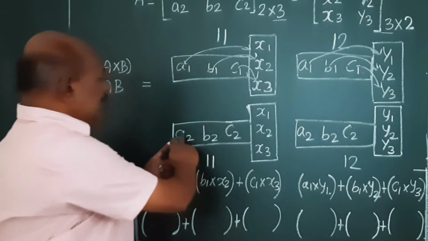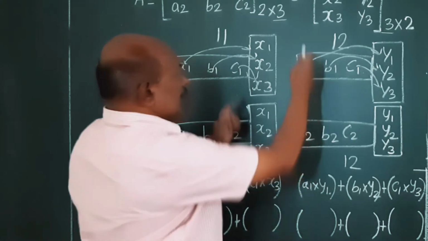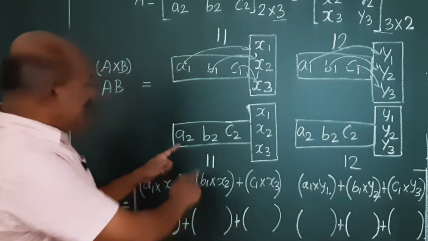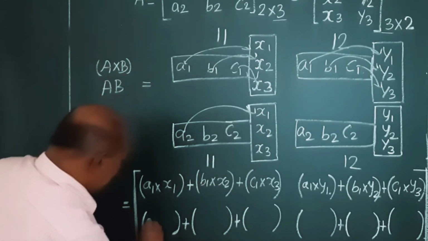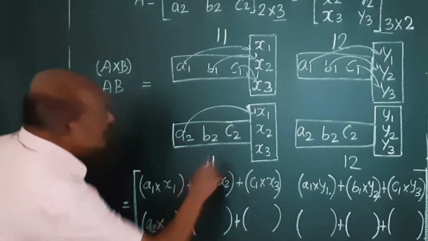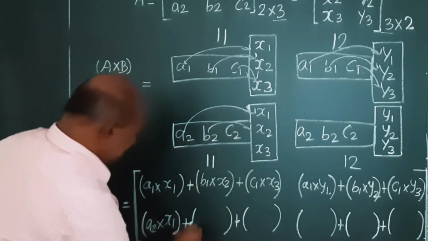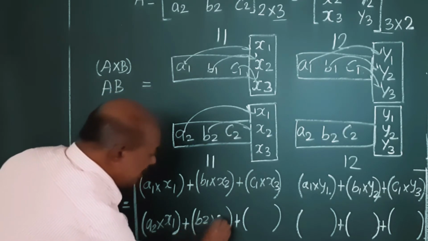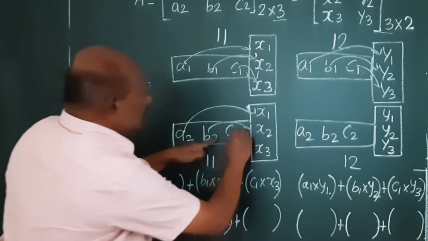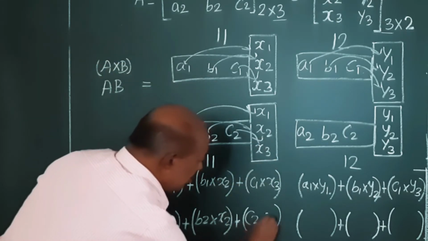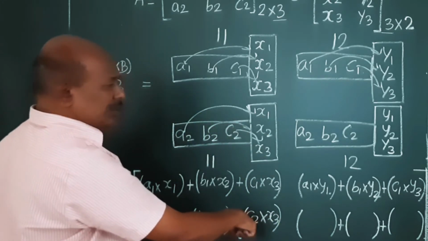Next, come to the second row, first column, and second row, second column. Already I have placed them here. Here for the second row, the corresponding elements are A2 into x1, then B2 into x2, then C2 into x3. Now the second row, first column is over.